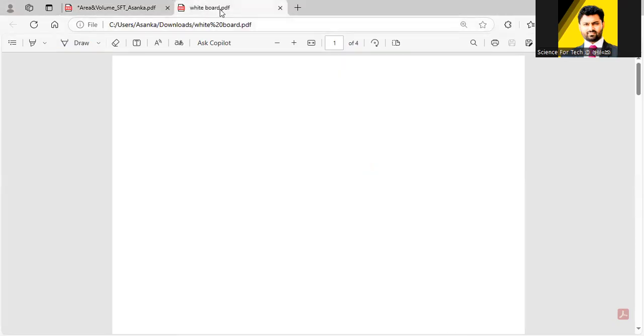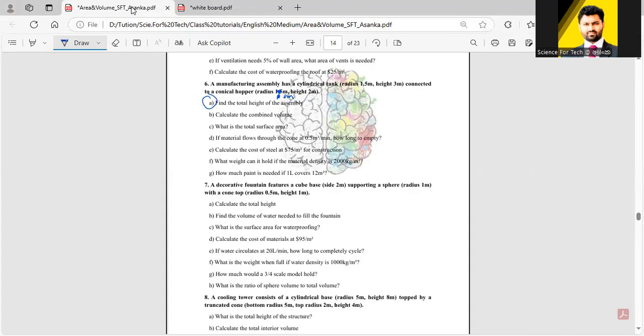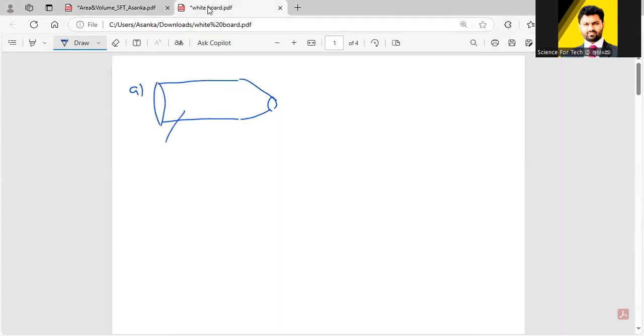Before you go into solving any kind of question, you have to draw a figure. Clear? A rough figure, no need to draw to scale. Just a figure is enough. It's like this, no? This is the cylindrical tank. This is the conical hopper.